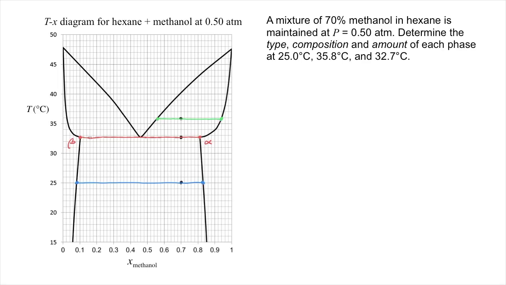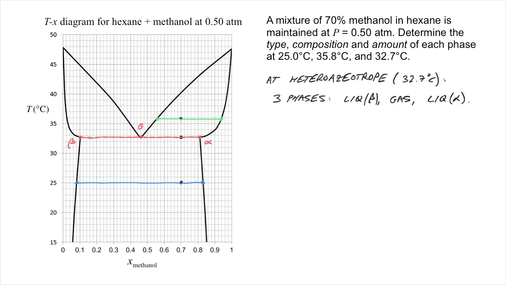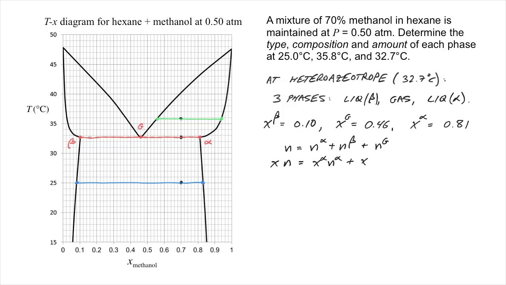We've already treated both these cases, so let's instead assume that the system is exactly at the heteroazeotrope, in which case we will have three phases, two liquids, beta and alpha, with methanol mole fractions of 0.10 and 0.81, respectively, and a gas containing 46% methanol. How much of these three phases will we have? Recall that with two phases, we could write conservation statements for total moles and moles of methanol and solve for the moles in each phase.